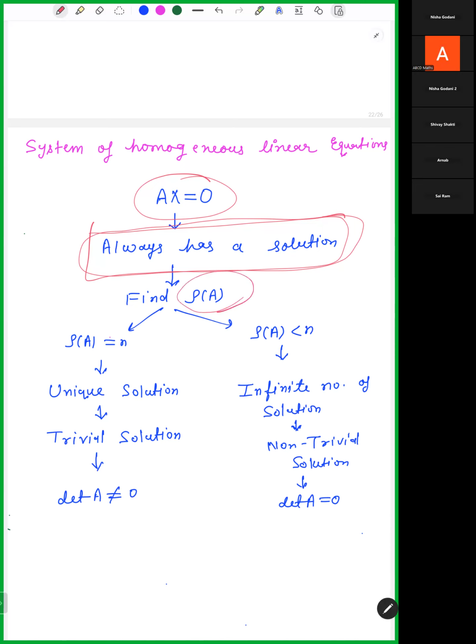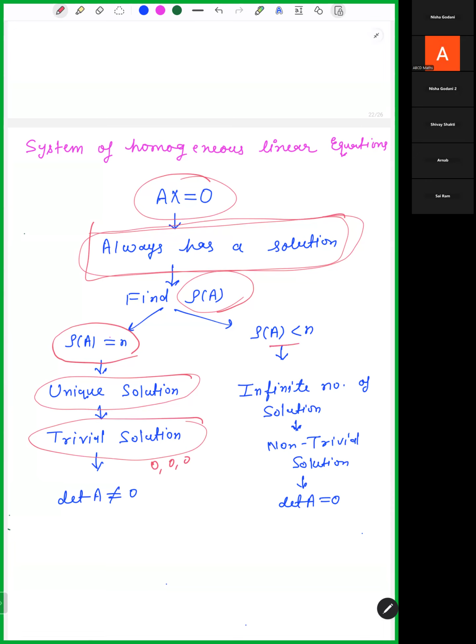We find the rank. If the rank of the matrix equals the number of unknowns, then the system has a unique solution. And that unique solution will be the trivial solution. Trivial solution means 0, 0, 0, 0. Values will be 0, 0, 0.